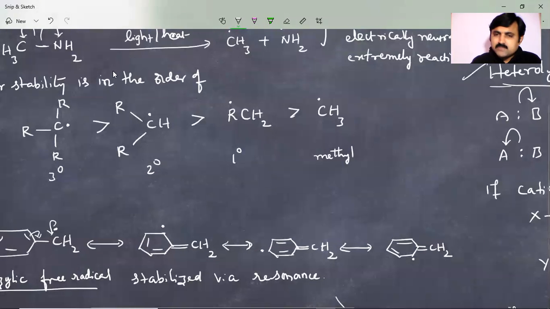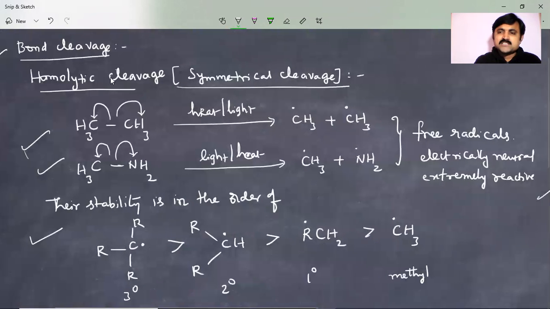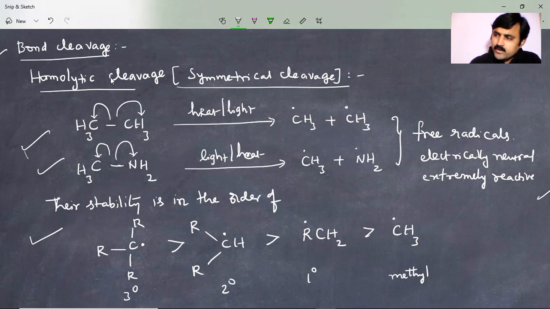In the next session, we'll be looking at the intermediates. Because of cleavages, we have understood that free radicals, carbocations, and carbanions are forming. What role do these different kinds of reaction intermediates play in the organic reaction mechanism? We will see in the next session.